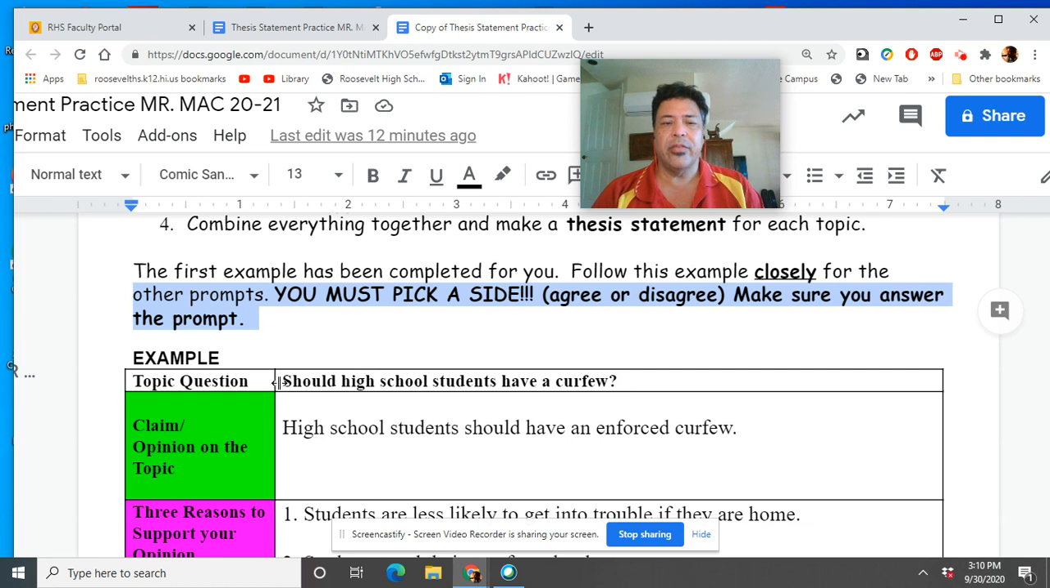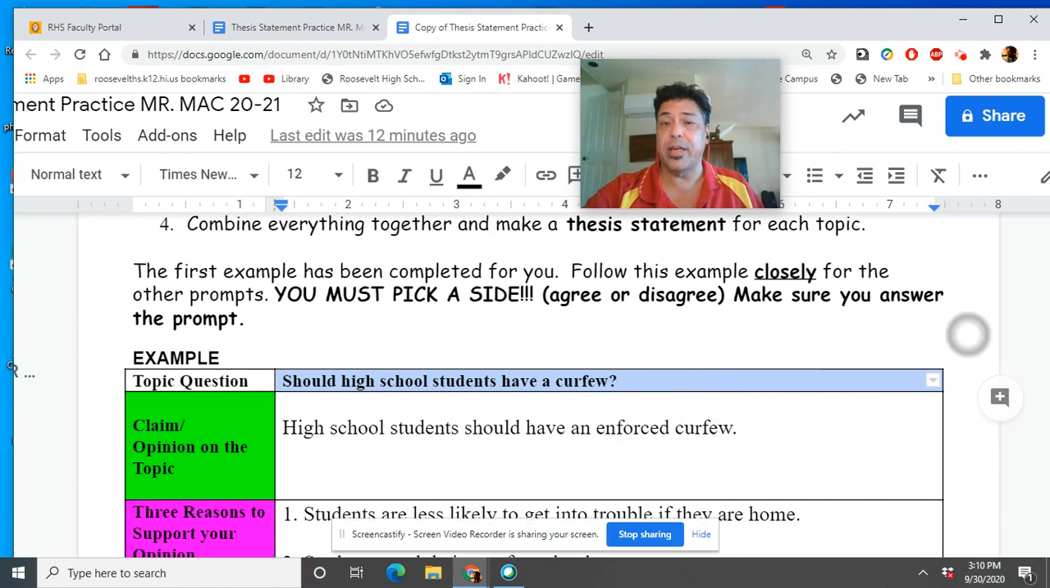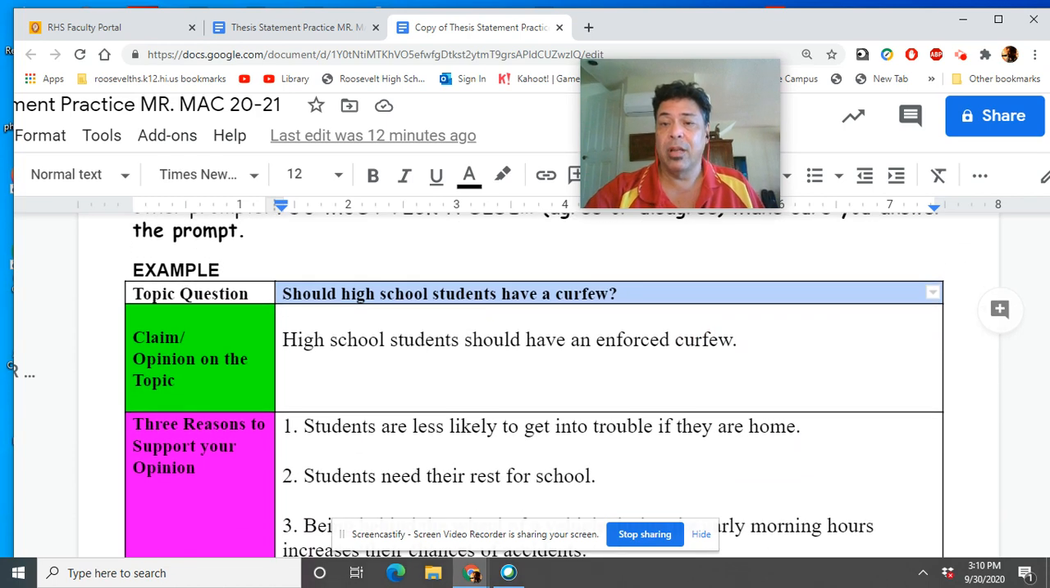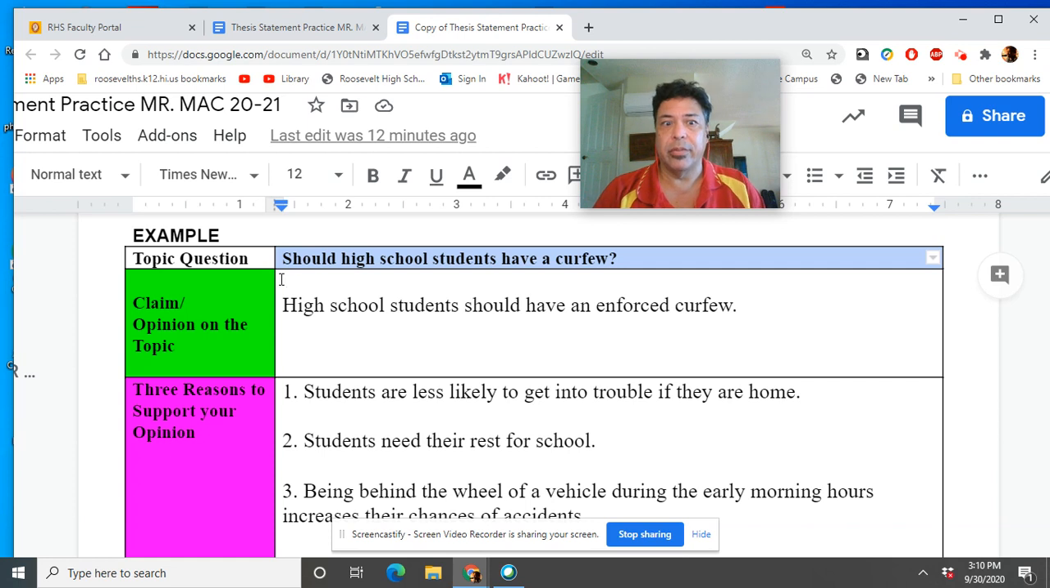So the first prompt is, should high school students have a curfew? Curfew is you must be in at a certain time, or maybe the cops will come and arrest you. I don't know. So let's just take, in this case, pro. They should have a curfew.